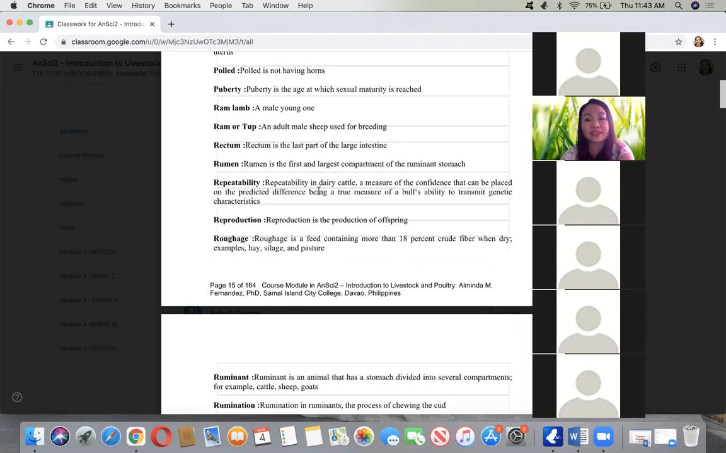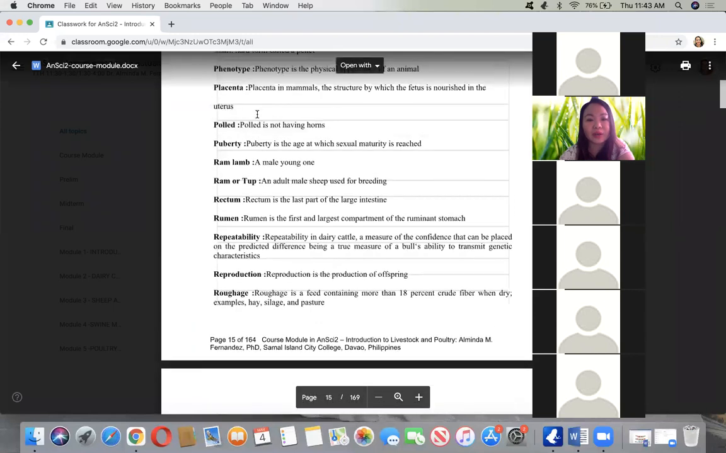Repeatability, in dairy cattle, is the measure of confidence that can be placed on the predicted difference being a true measure of a bull's ability to transmit genetic characteristics. So for cattle, parang repeatability or parang yung kagandahan ng kanyang breeds, no? Rumen is the first and largest compartment of the ruminant stomach. Rectum is the last part of the large intestine. Ram is the adult male sheep for breeding. Ram lamb is the male young one.